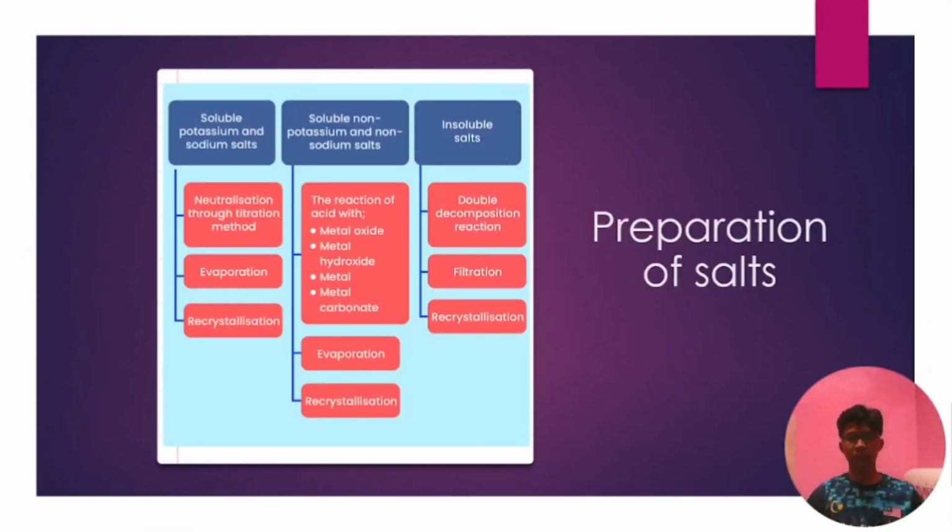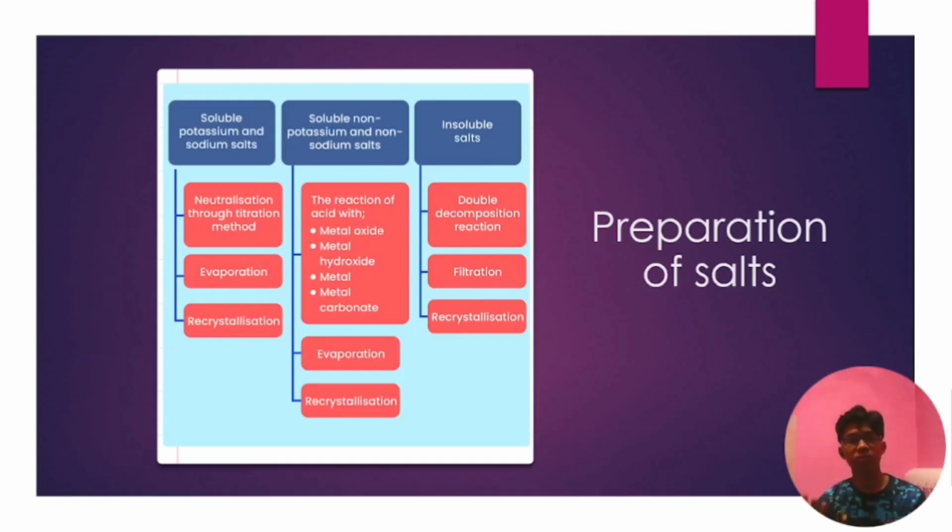Last but not least, preparation of salt. Salt can be obtained by many types of experiments. For example, for insoluble salt, the experiment that can be carried out is you can get insoluble salt by filtration, recrystallization, and double decomposition reaction. Other than that, to get soluble potassium and sodium salt, you guys can use neutralization through the titration method, or you guys can also use the evaporation method.